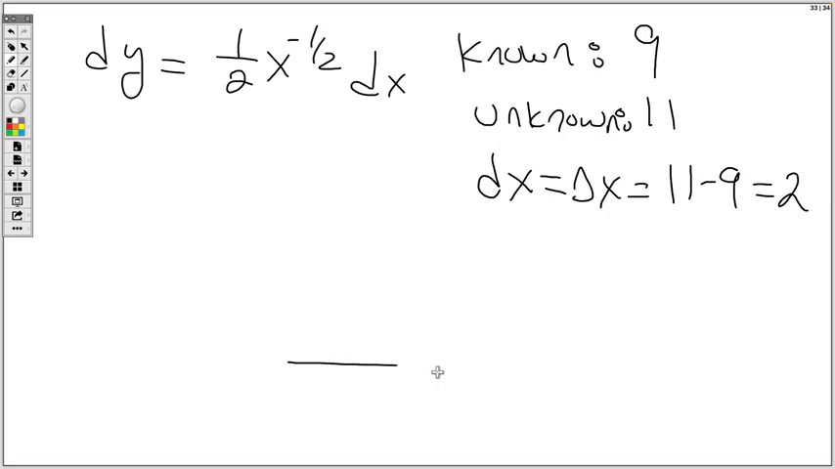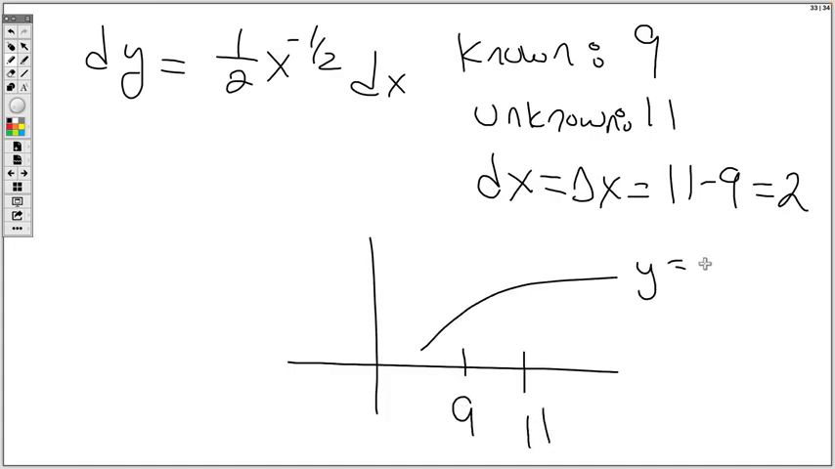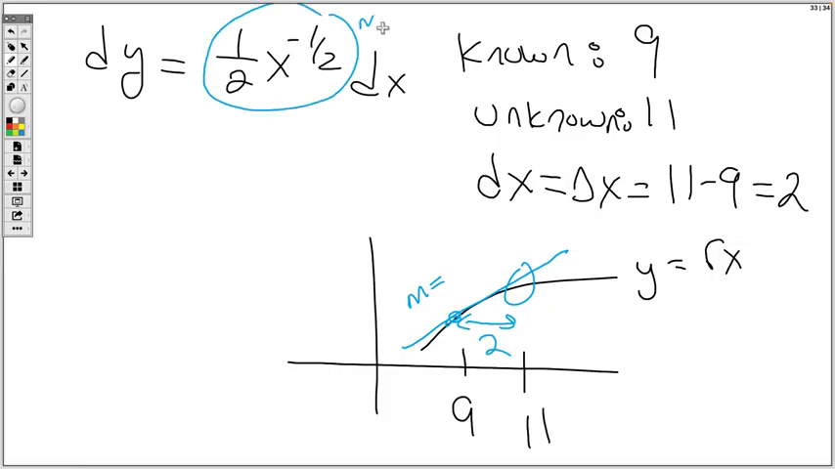So once again, it sometimes helps to think geometrically. Here's 9, here's 11, here's the square root curve doing its thing. You follow? I'm going to basically use the local linearity at 9 to help me figure out what's going on here at 11. So from 9 to 11, I need to go 2 units to the right. You follow? So I'm going to take that slope. The slope of the tangent line is going to be this part right here. That's your slope. And that's your change in x.